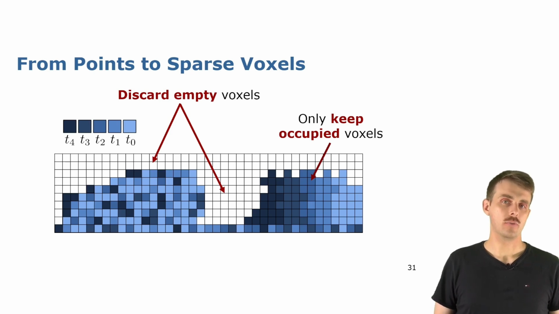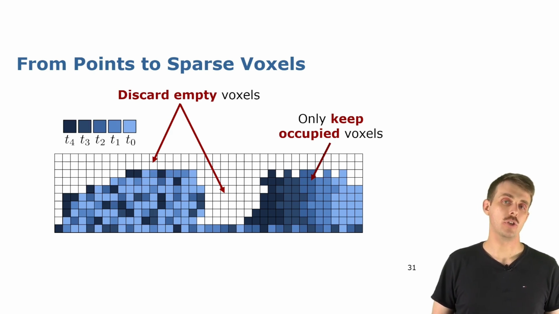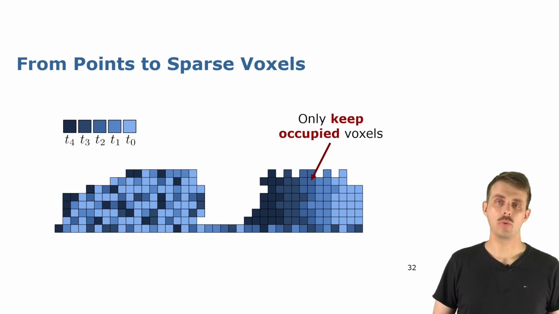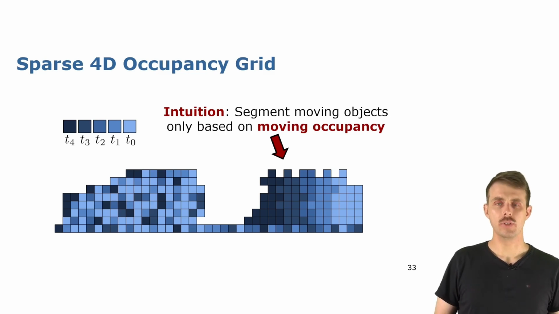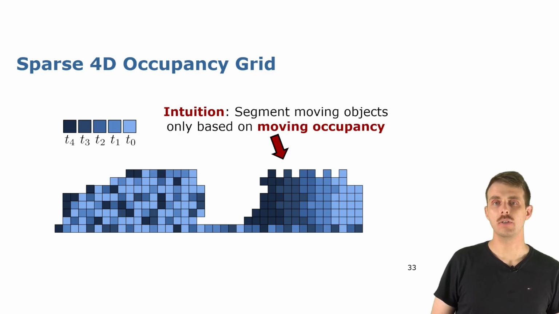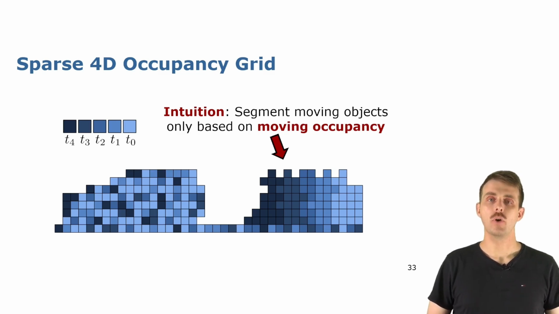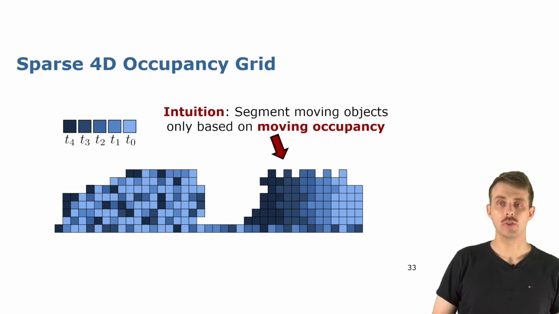We then see that a lot of voxels are actually empty because we did not measure any points in there, and we decide to only keep the occupied voxels in order to obtain a more memory and computationally efficient representation. So we throw away these empty voxels and only keep those occupied ones. The intuition now is that we want to automatically extract the information of moving objects, or in this case moving voxels, based on how their occupancy changes over time. Here we see that the occupied voxels for the parked car on the left are all at more or less the same location over time, whereas the occupancy of that bicycle changes its location over time.